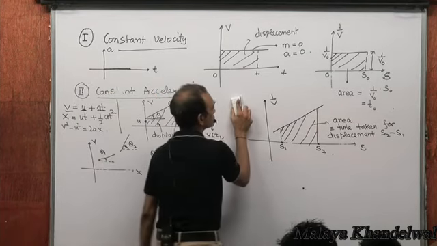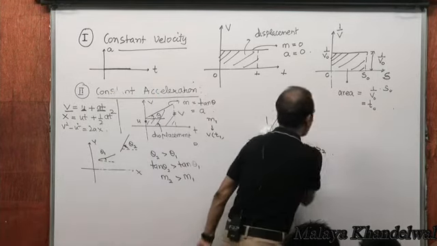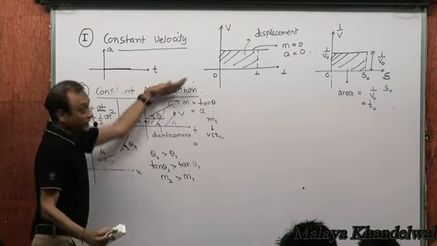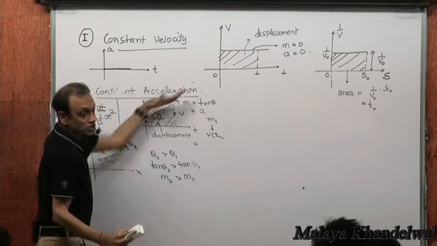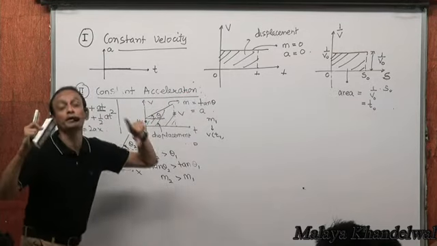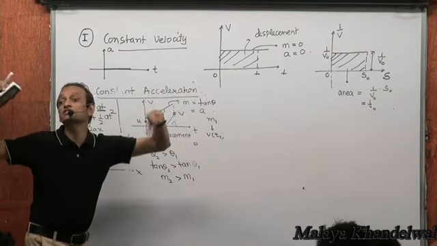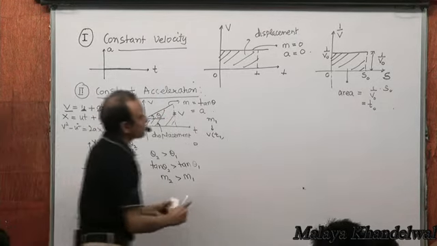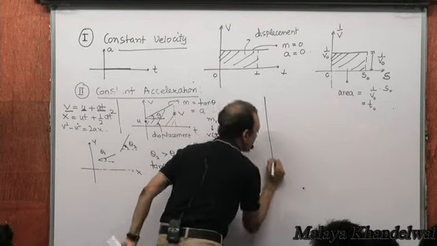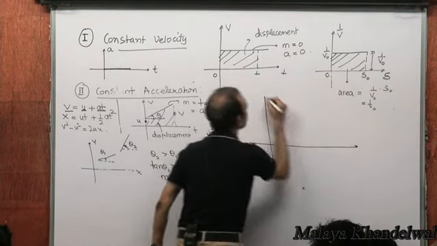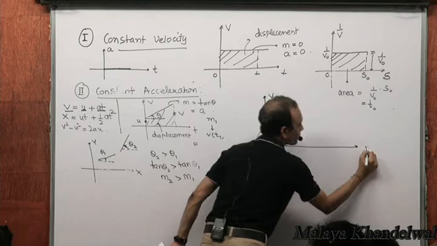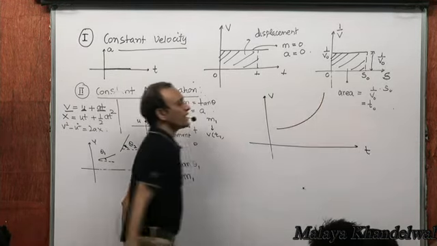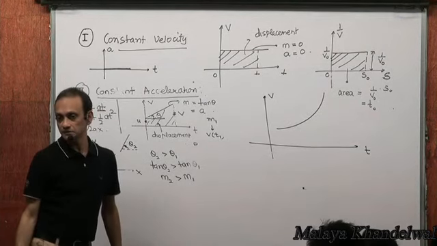And see, in a case of constant acceleration, velocity versus time is a straight line. But if acceleration is varying, then the velocity time graph will not be a straight line. If acceleration is varying, in general, the velocity time graph will be a curve.